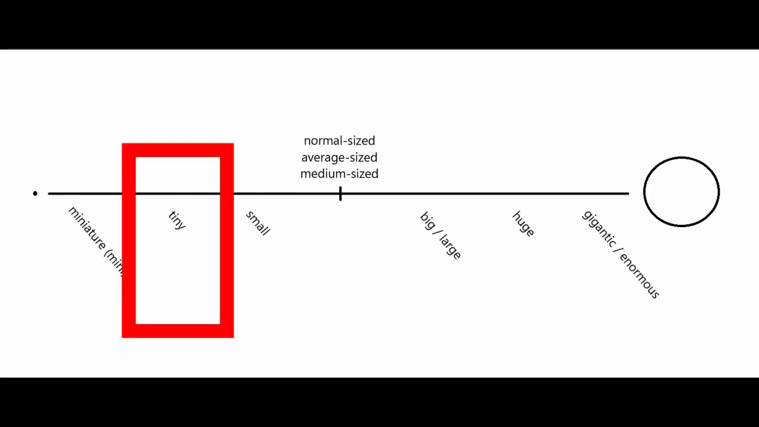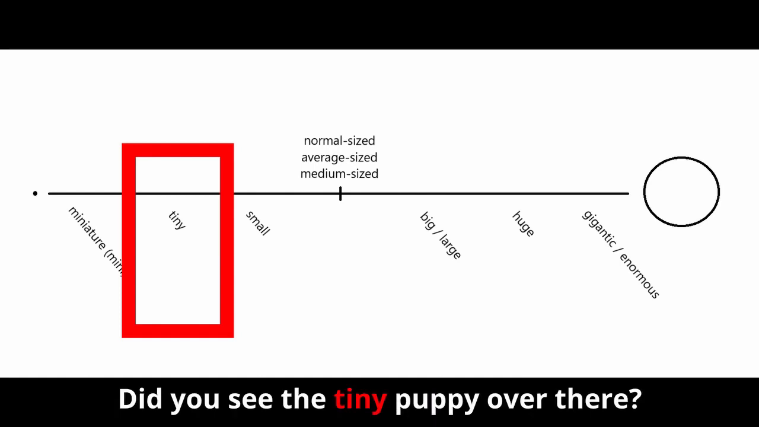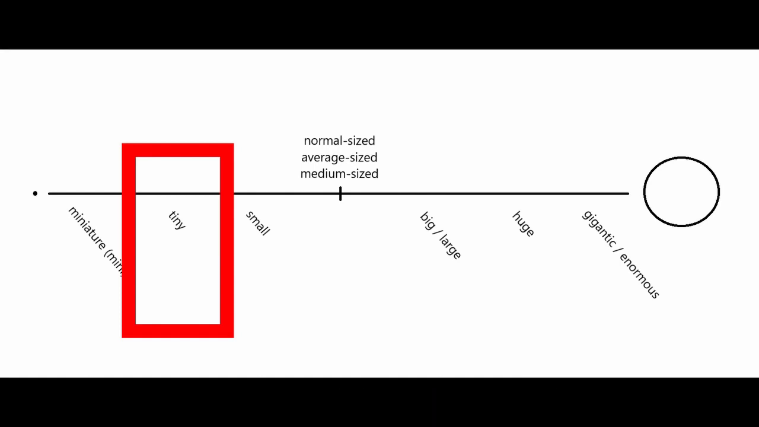Next is the word tiny. Something tiny is very small. In a sentence, we can use the adjective tiny like this. Look at those tiny ants. Or, did you see the tiny puppy over there? The word tiny implies that something is smaller than usual or expected.